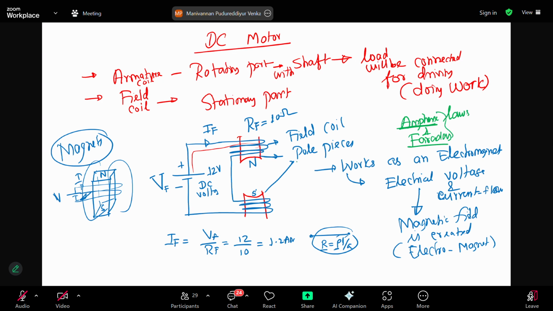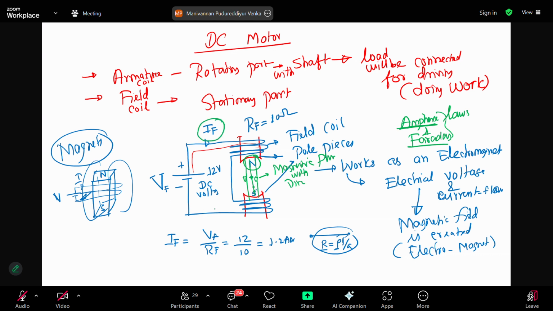So when current goes this way, it creates a magnetic field like this. From this end, which is called the North Pole, the magnetic flux goes to the South Pole. So this is the flux direction. I say that magnetic flux with the direction. So flux is flowing from North Pole to this one. How long will it flow? As long as the current is flowing.